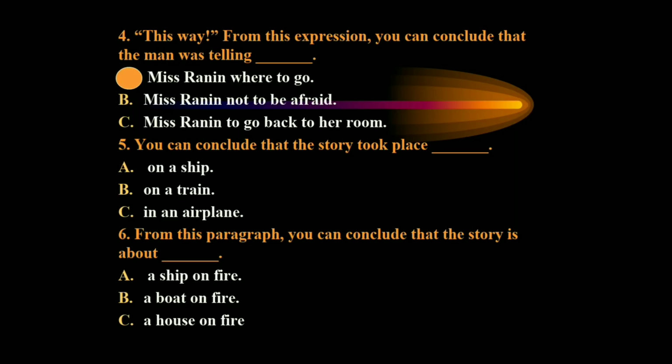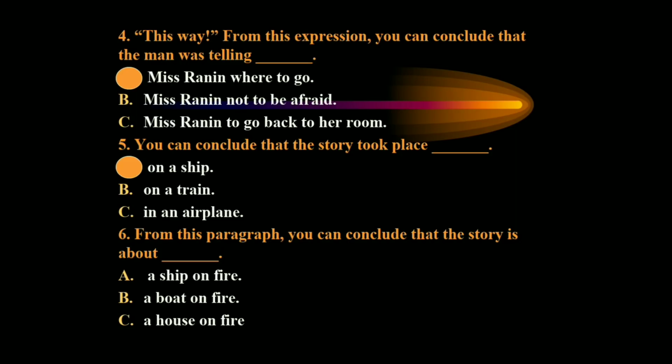For number 5, you can conclude that the story took place blank. A, on a ship, B, on a train, or C, in an airplane. Okay, so the correct answer is letter, yeah, it's letter A. On a ship.